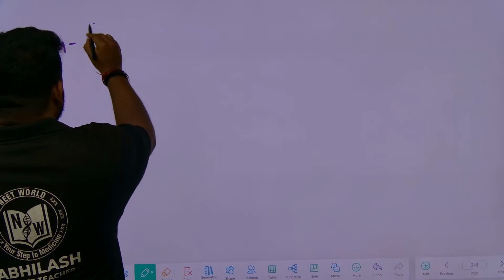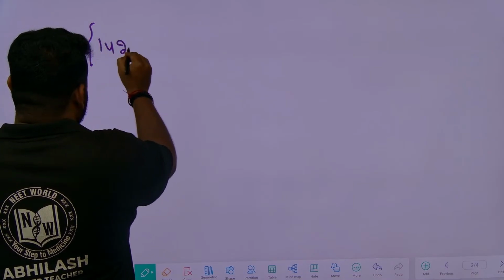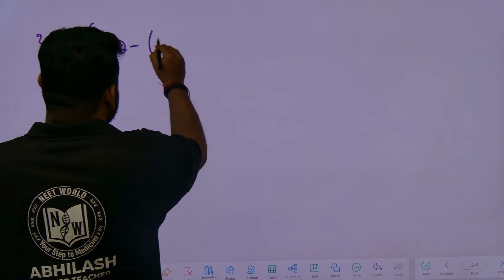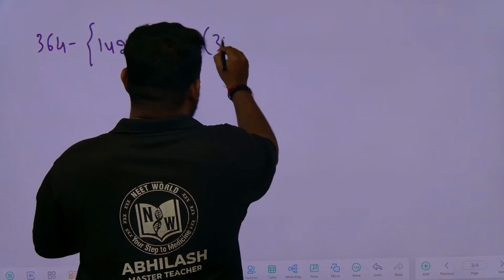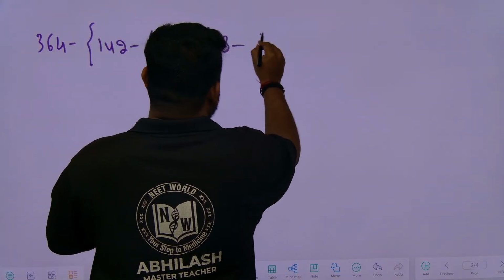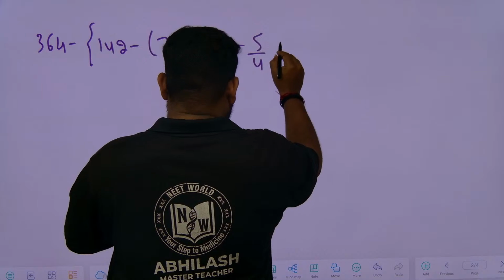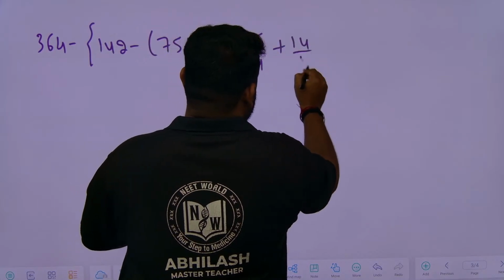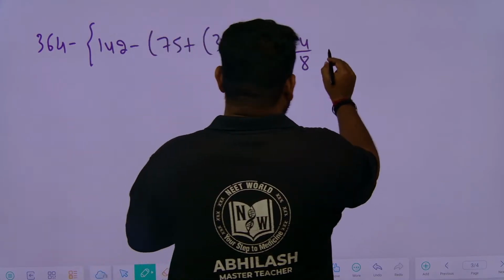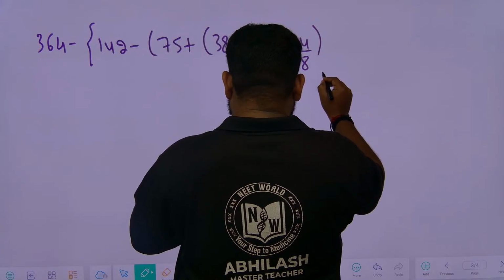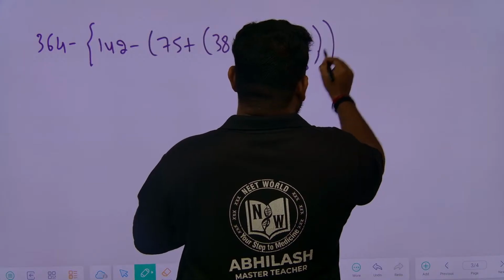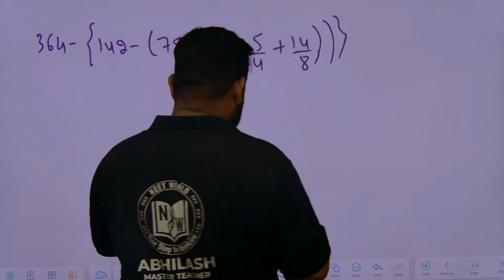They were given 364 minus lower bracket 142 minus 75 plus 38 minus 5 by 4 plus 14 by 8. This will close. And we are having again, and we will have what? Flower bracket. This is what they are asking.